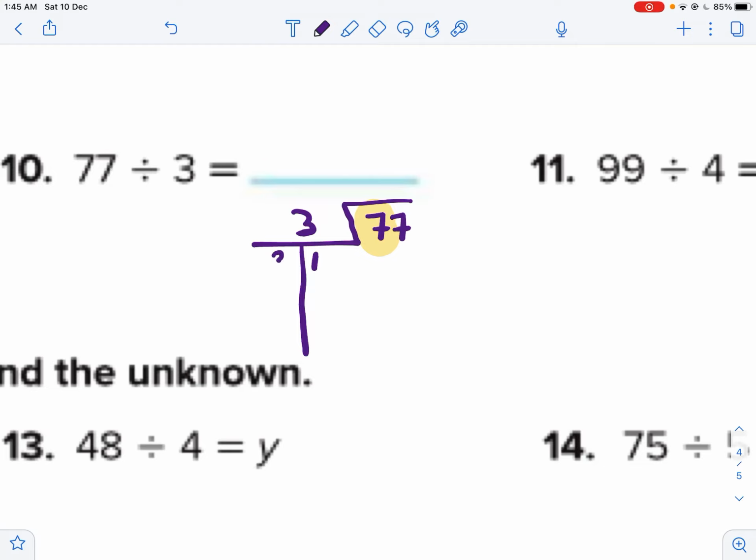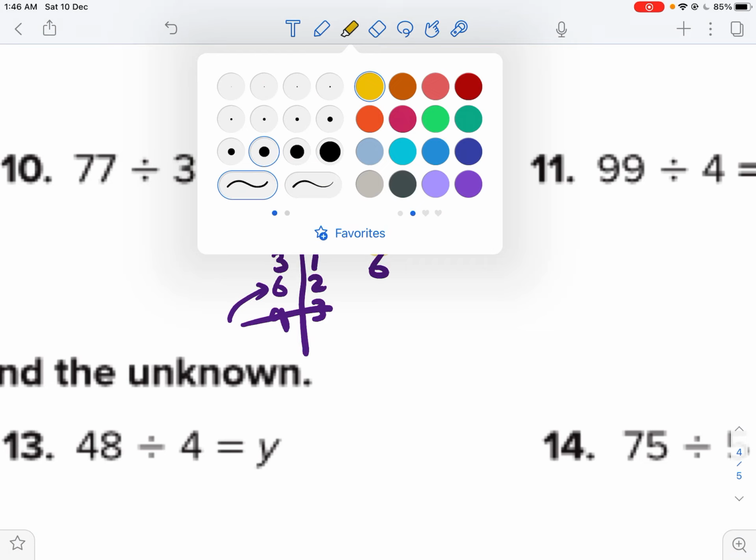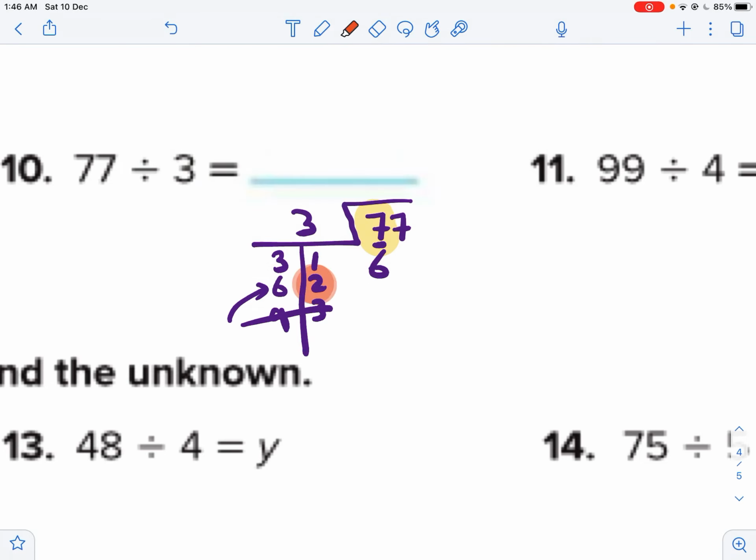1 times 3 is 3. 2 times 3 is 6. 3 times 3 is 9. No, you have a number that is bigger than the 7. You can't use it. You will cross it. You will take the number before it, which is the 6. You will write it here. And the hero this time is what? Is the number 2. You will write it up here, 2. Now you subtract. 7 minus 6 is 1.